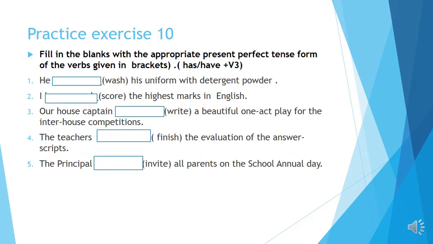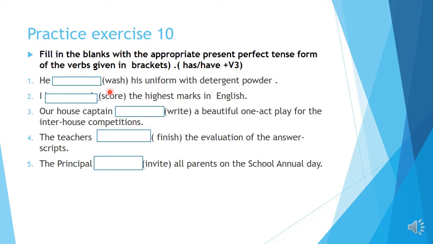Children, now let us do practice exercise 10. Fill in the blanks with the appropriate present perfect tense form of the verbs given in brackets. Children, you know what is present perfect tense? The general form is has or have plus V3. V3 means past participle form or third form of the verb.